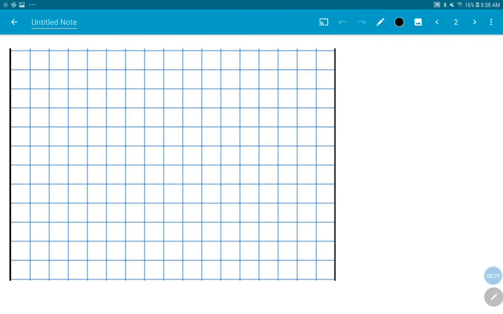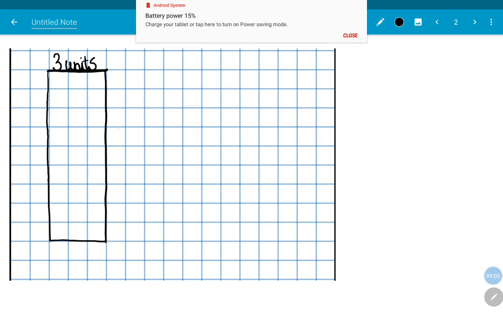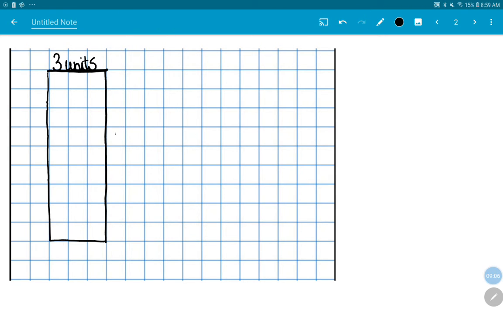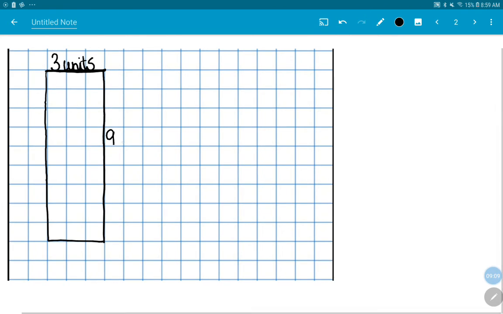Okay, let's try another one. Okay, this time I'm going to draw a rectangle that is 3 units wide and 9 units long. My width is 3 units. My length is 9 units.